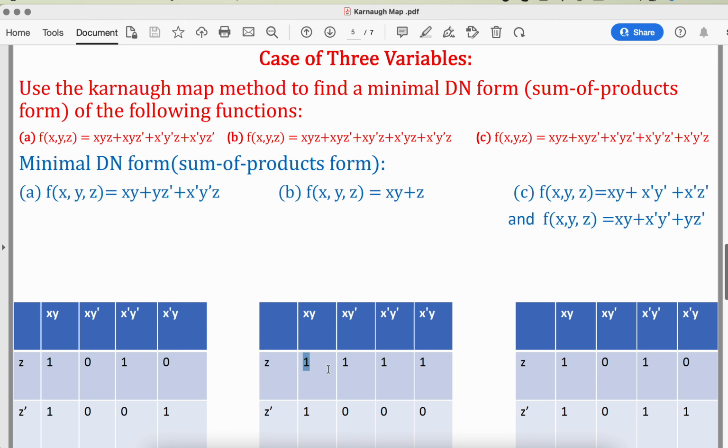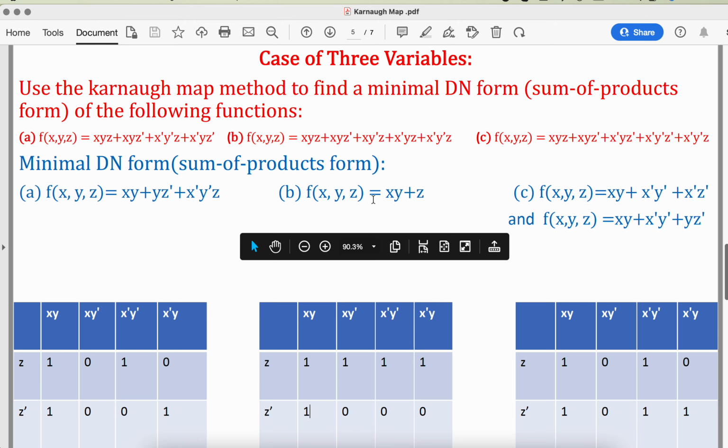One is this largest rectangle of ones, which will give us z, and another is this vertical rectangle. So this will give us xy. So this Boolean function is equal to xy plus z.